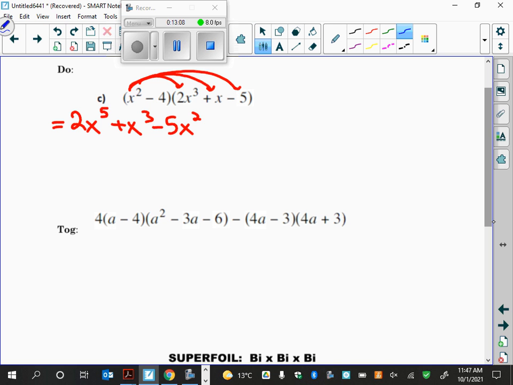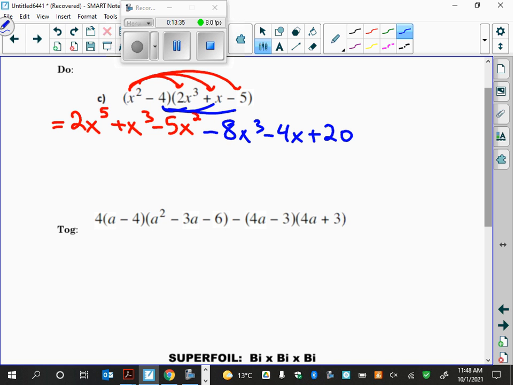Before I move on, are there any questions on the red terms? And now let's do the blue terms. So we have a -4. -4 times 2x cubed is -8x cubed, -4x, and then plus 20, -4 times -5.